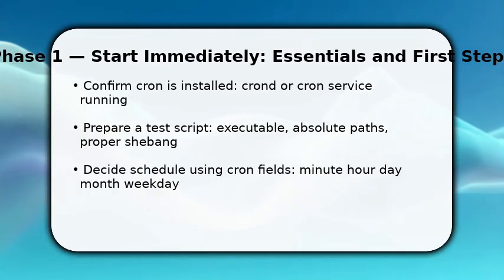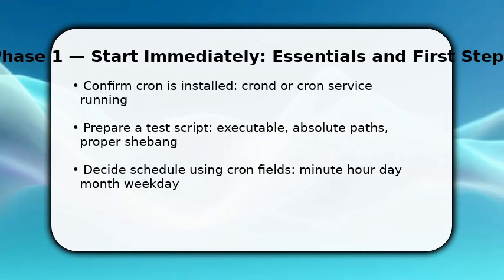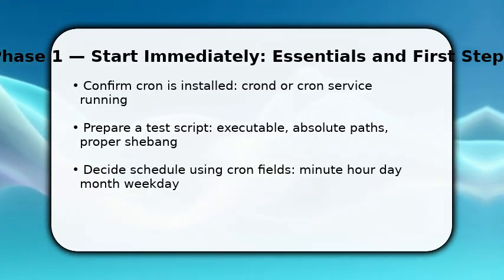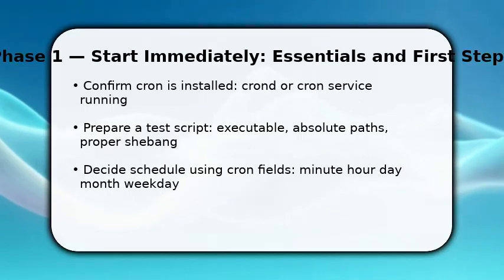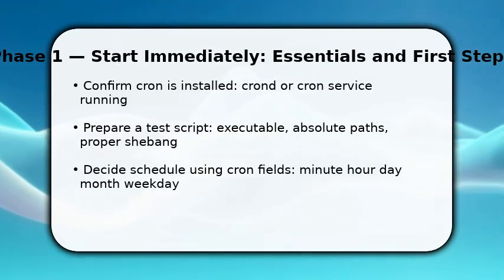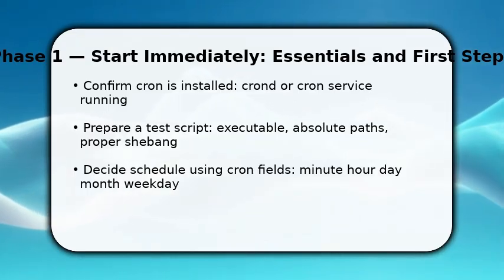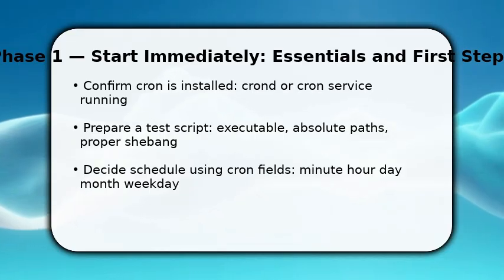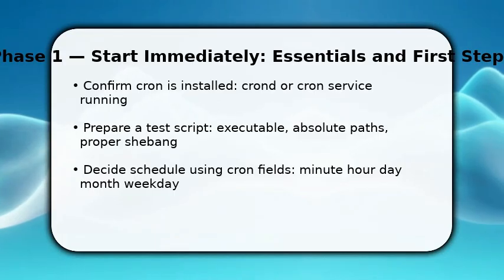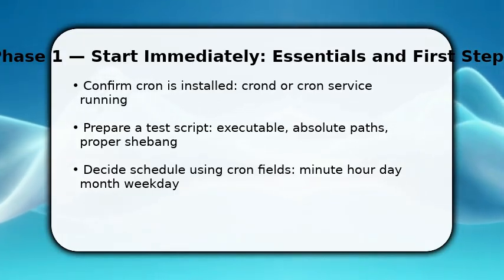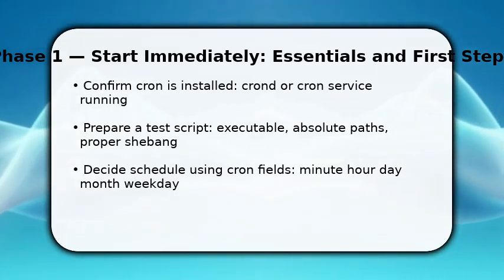You will start by validating prerequisites and creating the simplest runnable script. Check that Cron is installed and the service is active. This ensures jobs actually execute. Next, create a small executable script with a correct shebang and absolute paths, and test it manually so you know it works. Once done, choose the schedule using the 5 cron fields, because specifying timing correctly avoids missed runs. Make sure to note the user context you will use for the job.